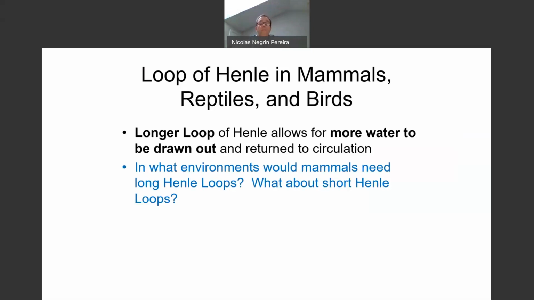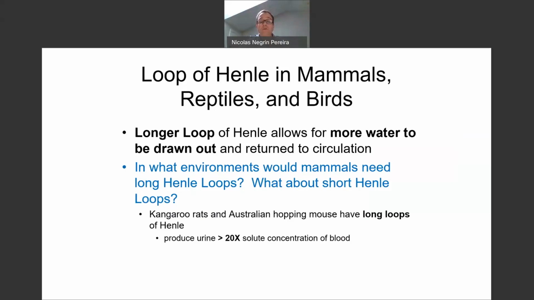And in dry environments, we would expect mammals to have longer or shorter loops of Henle? Let's take the following example. The kangaroo rats in the Australian desert actually have really long loops of Henle. So that's the explanation why these animals are able to produce such a concentrated urine, a urine that is 20 times more concentrated than blood.